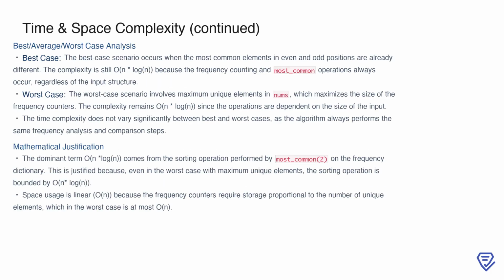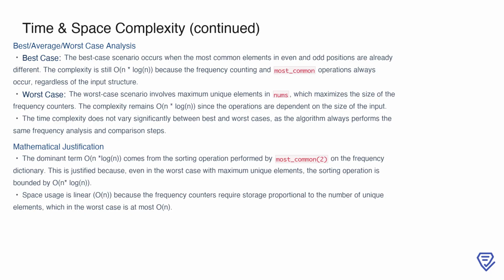Finally, let's analyze the best, average, and worst-case scenarios for this solution. In the best-case scenario, the most common elements in the even and odd positions are already distinct, minimizing the number of changes required. However, the algorithm still performs frequency counting and most_common operations, so the time complexity remains O(n log n). In the worst-case scenario, the array contains the maximum number of unique elements, maximizing the size of the frequency counters. Despite this, the time complexity doesn't change because the operations depend linearly on the input size and logarithmically on the number of unique elements.